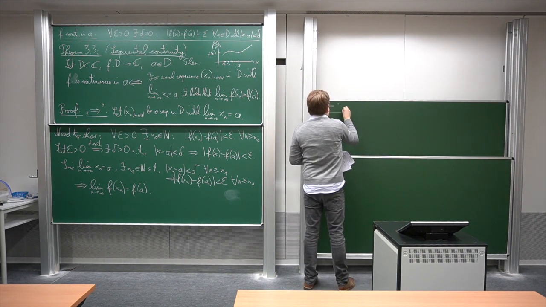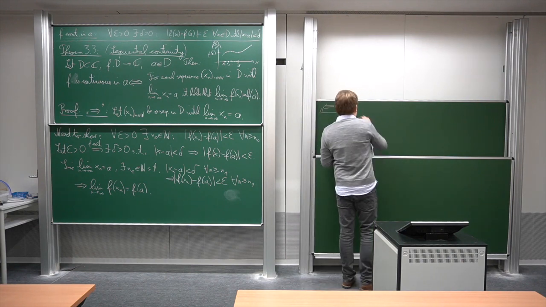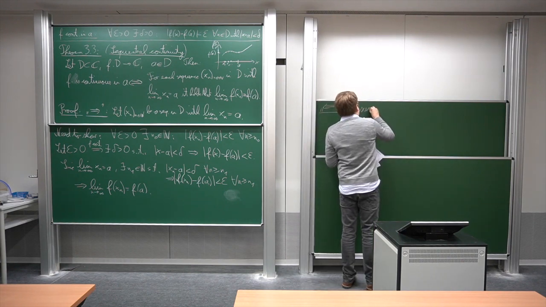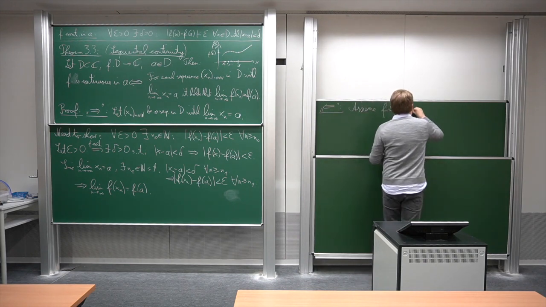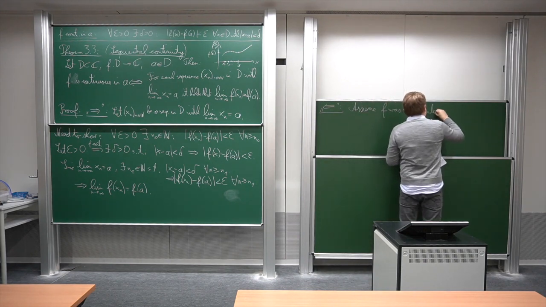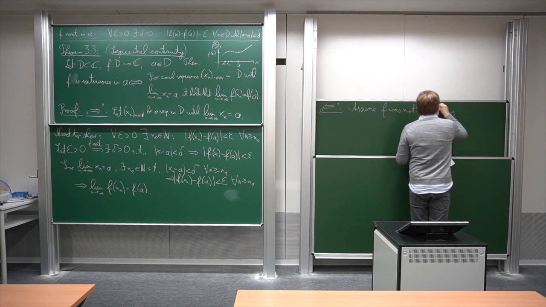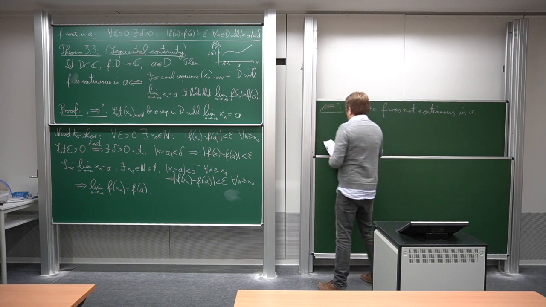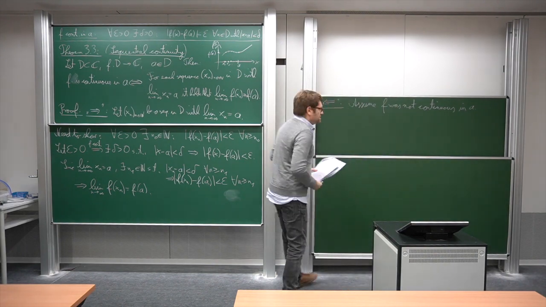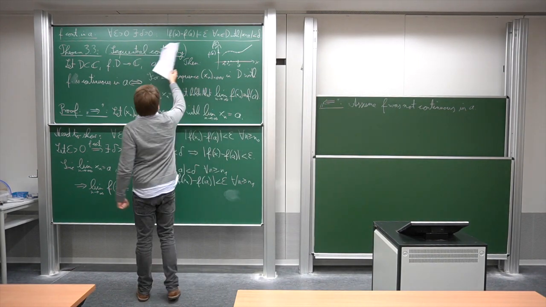And it's an interesting argument, namely we go by contradiction. Assume this condition holds, but f was not continuous in A. What then? What is the negation of continuity? So we want to say this condition is not satisfied.